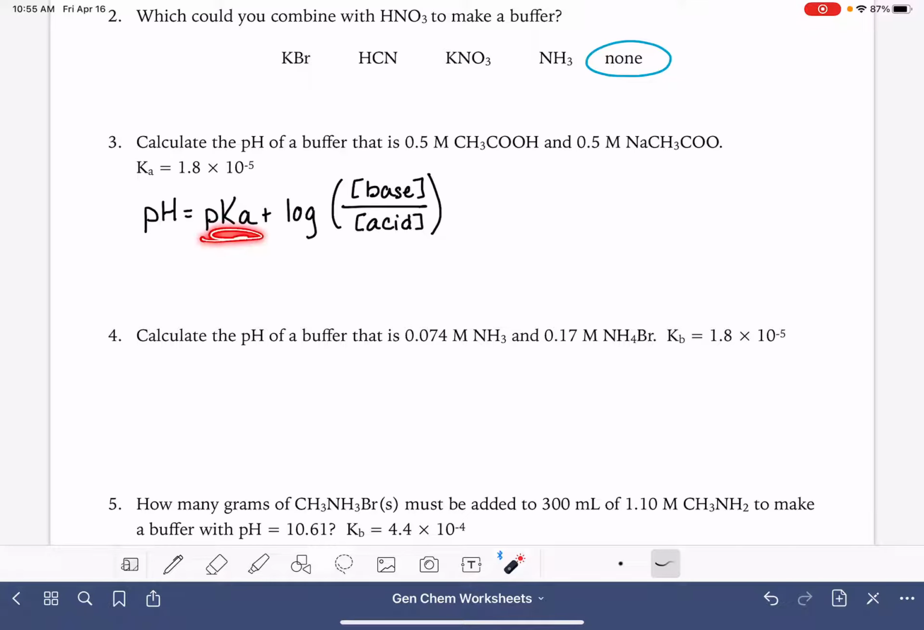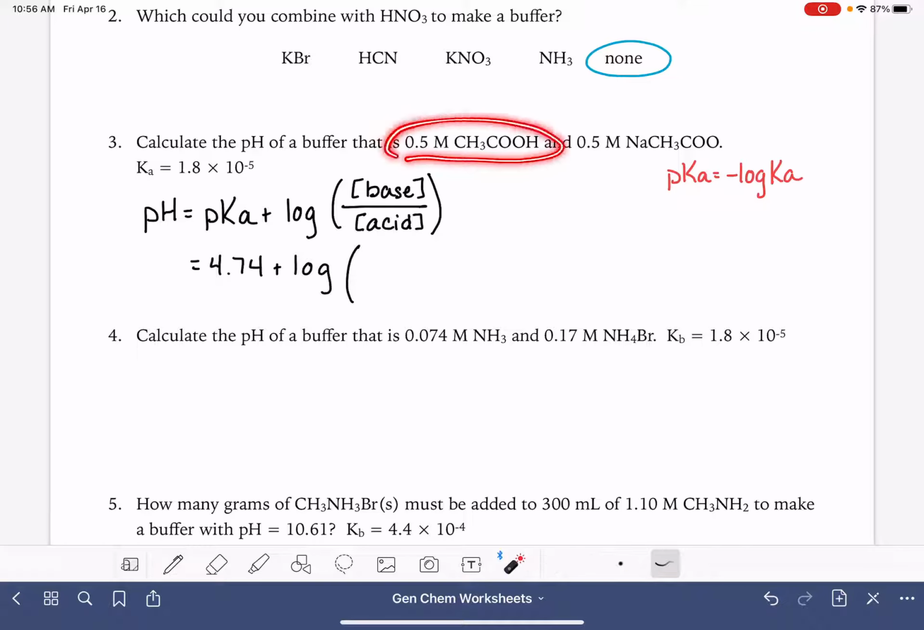So first thing we need to know is the pKa. The problem is giving us the Ka. As a reminder, pKa is the negative log of the Ka. So we just need to take the negative log of that 1.8 times 10 to the minus 5. Negative log of 1.8 times 10 to the minus 5 is 4.74.